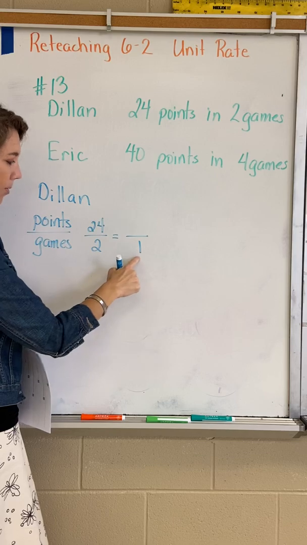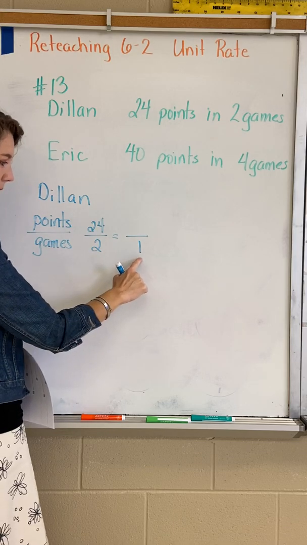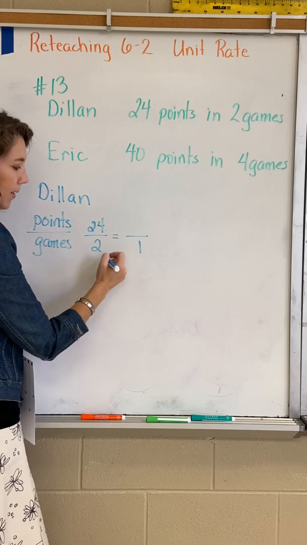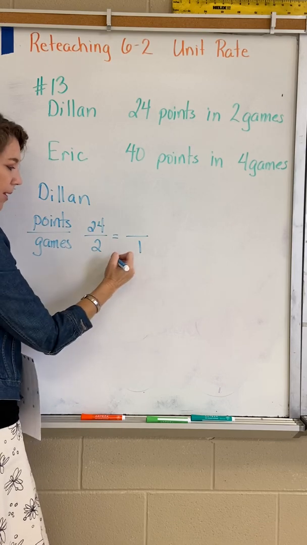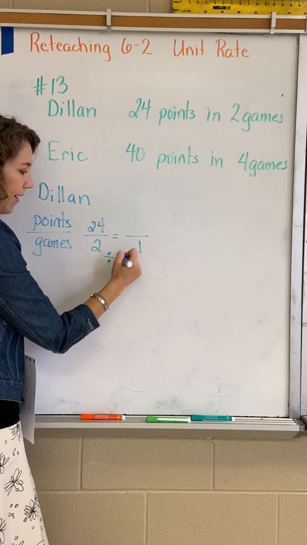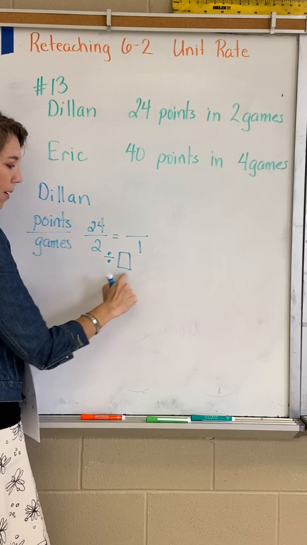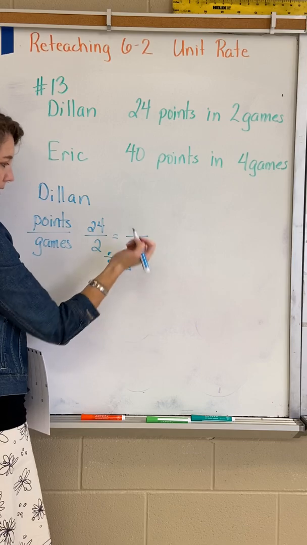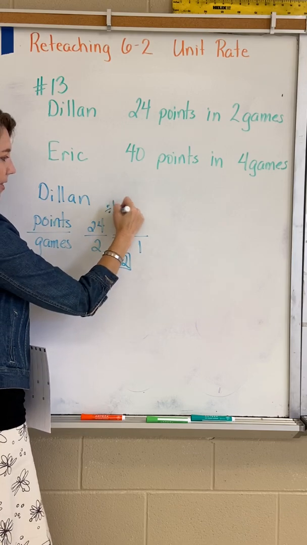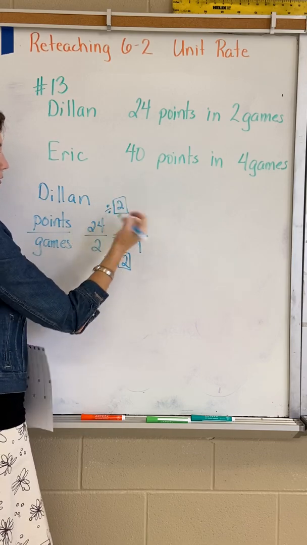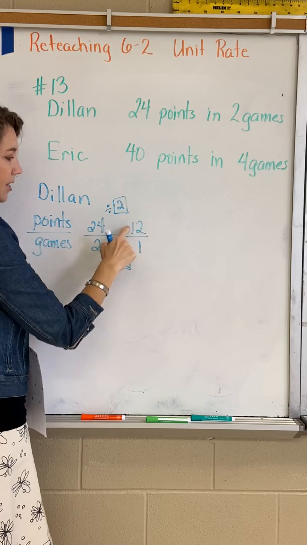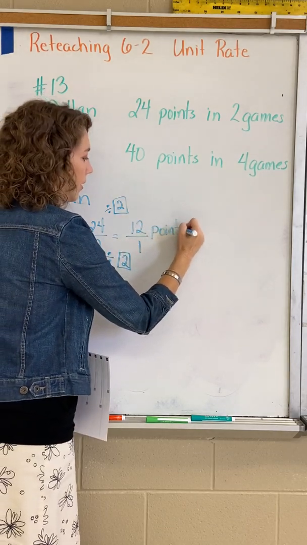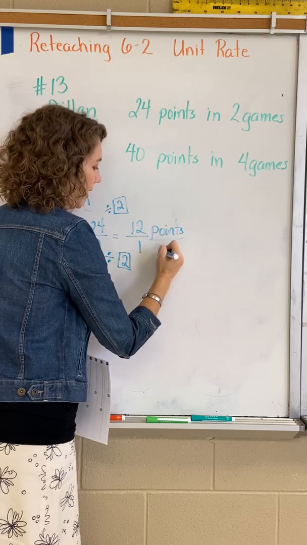So I look at the bottom and I think, how did I get from 2 to 1? What's my constant? Well, it's going smaller, so I'm going to divide. 2 divided by what is 1? 2 divided by 2 is 1. So I'm going to divide the top number by 2. 24 divided by 2 is 12. So that means he scored 12 points in 1 game.